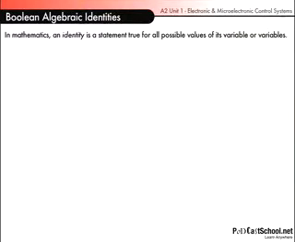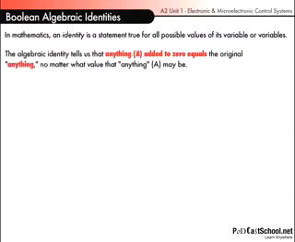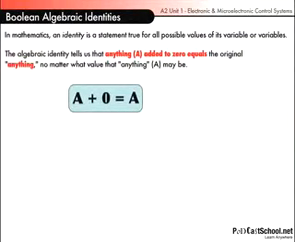Okay, so let's get a few things straight. We need to know what an identity is. I've said there that in mathematics an identity is a statement true for all possible values of its variable or variables. Let's say that we take an identity that tells us that anything, let's call that A, added to 0 equals the original anything, no matter what value that anything may be. Okay, so A plus 0 is always going to equal A.